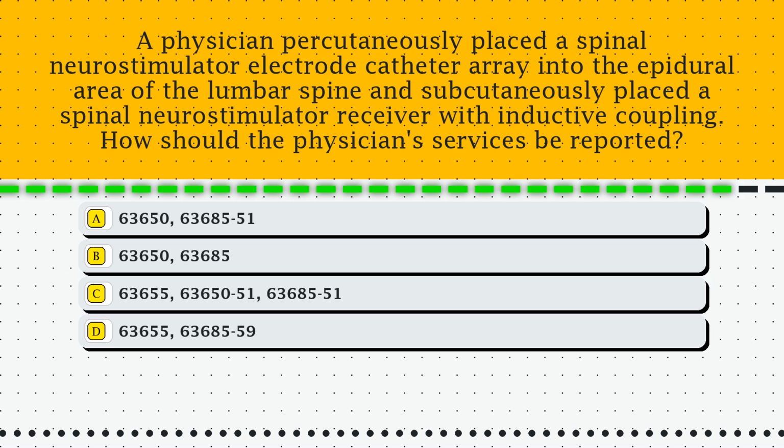Question 89. A physician percutaneously placed a spinal neurostimulator electrode catheter array into the epidural area of the lumbar spine and subcutaneously placed a spinal neurostimulator receiver with inductive coupling. How should the physician's services be reported? Option A, 63,650, 63,685 to 51. Option B, 63,650, 63,685. Option C, 63,655, 63,650 to 51, 63,685 to 51. Option D, 63,655, 63,685 to 59.